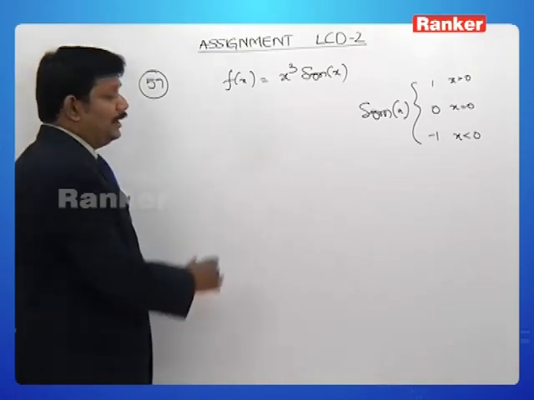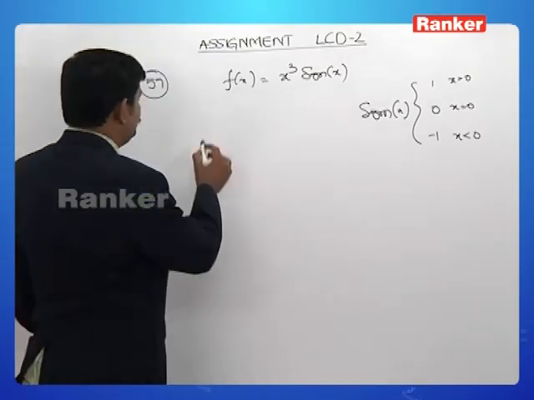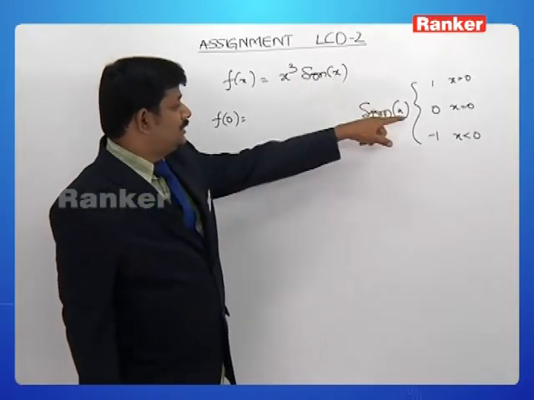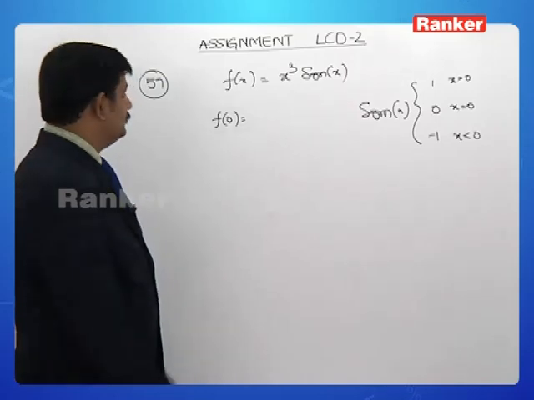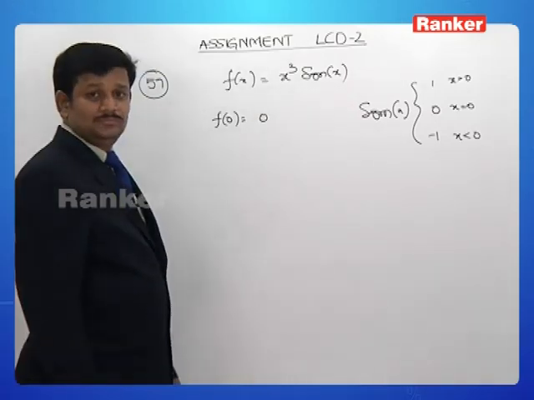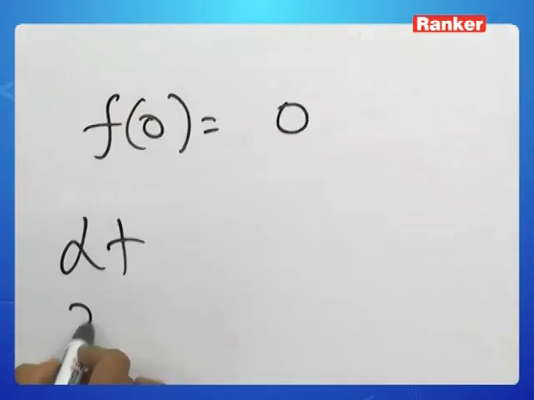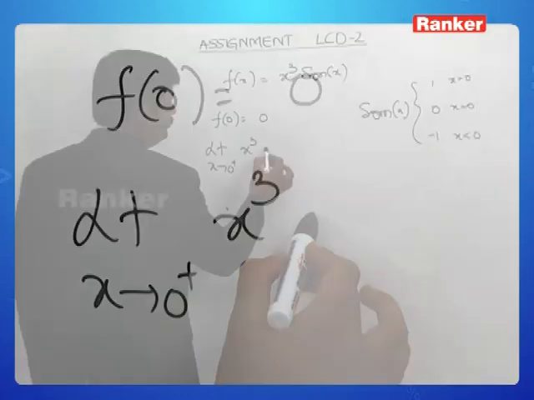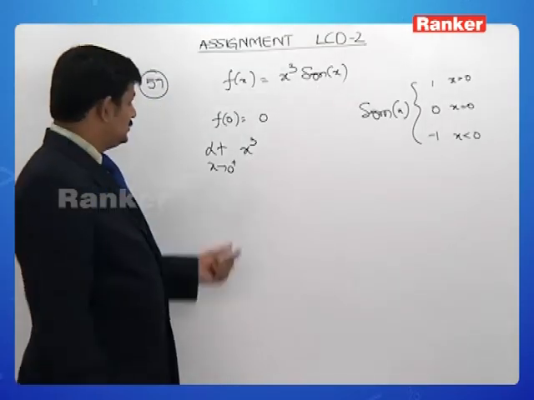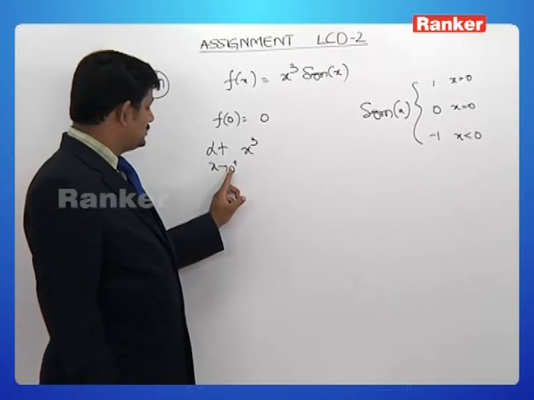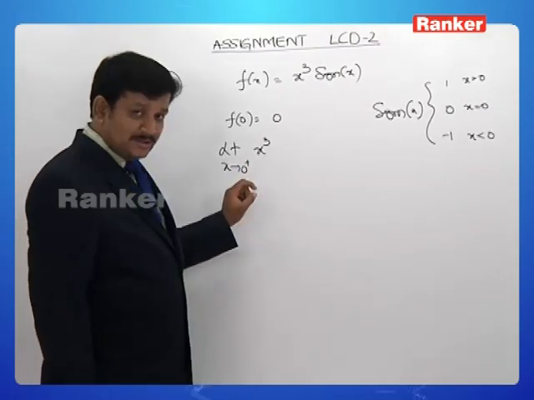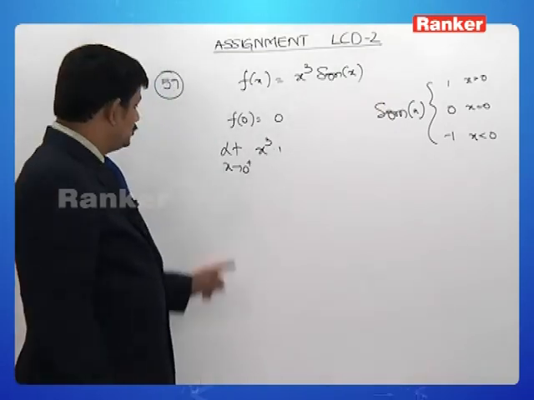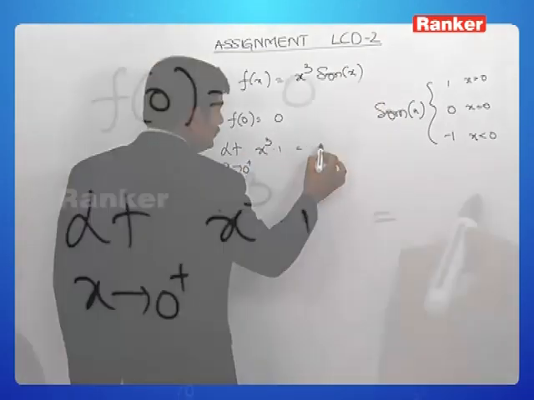Now, let us look at continuity of f of x at 0. F of 0: signum of 0 is 0, so x cube into 0 would be 0. Right hand limit, limit x tending to 0 plus, f of x is x cube signum of x. Whenever x is greater than 0, signum of x is 1. So limit x tending to 0, x cube is 0.